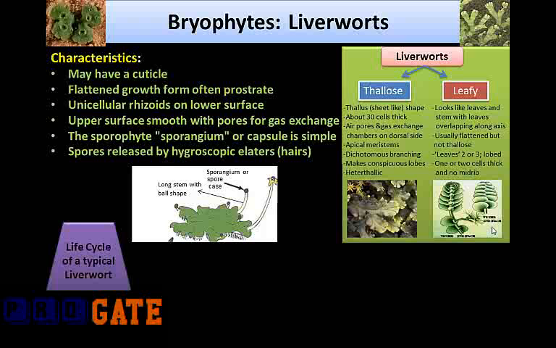So coming to the life cycle of a typical liverwort. In the early spring, as the amount of daylight increases and the temperature rises, liverworts start to grow a long stem with a ball-shaped end to it. This ball will gradually turn black or brown and eventually it will burst open. The ball is called a spore case or sporangium. Now, when the spore case bursts open, it releases thousands of microscopic spores into the air.